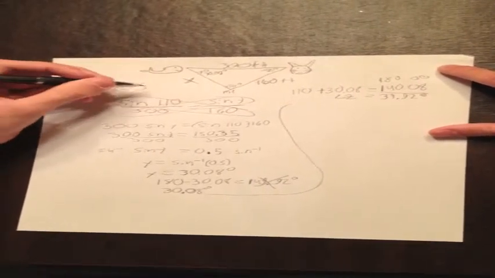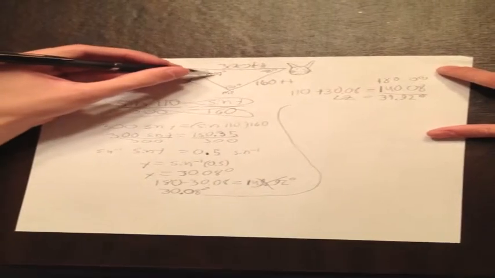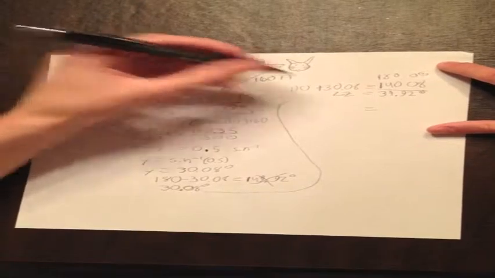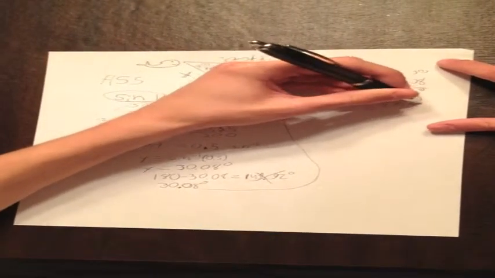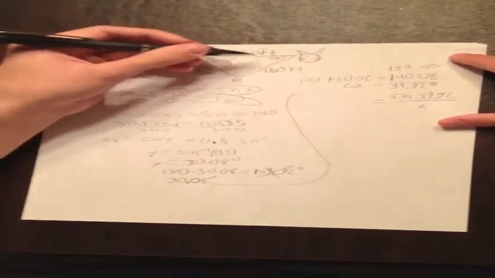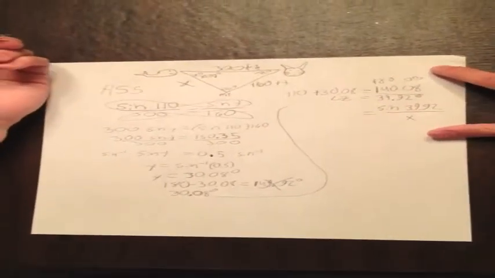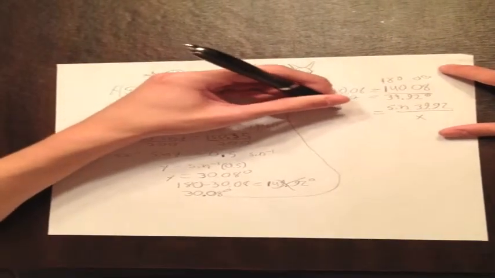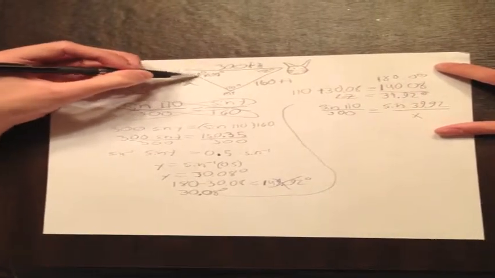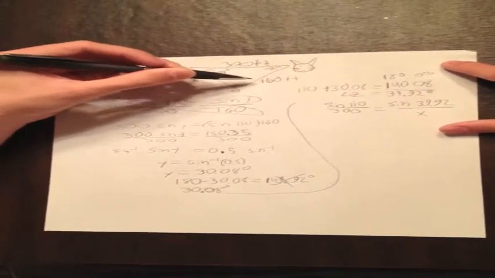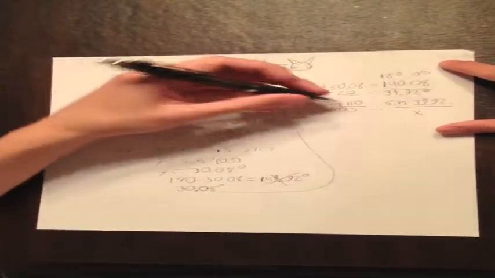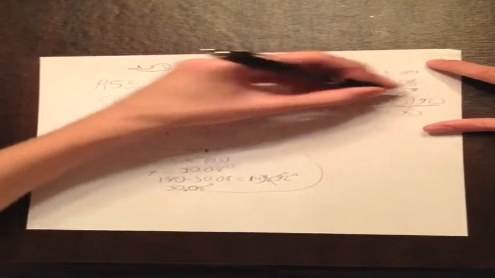So we're going to take the sine of 30.08 over 160 equals the sine of 39.92 over x, because we don't know that. But I like to make it a little easier for myself, so I'm going to go sine of 110 over 300. Again, you could use the sine of 30.08 over 160, but I'm choosing this because it's a little easier and has nicer numbers. A little cross multiplication here.